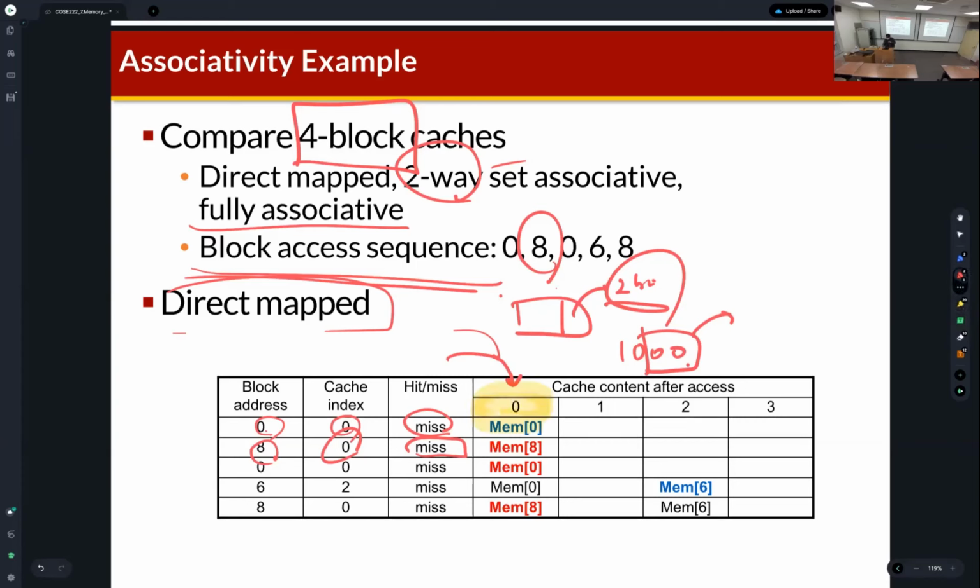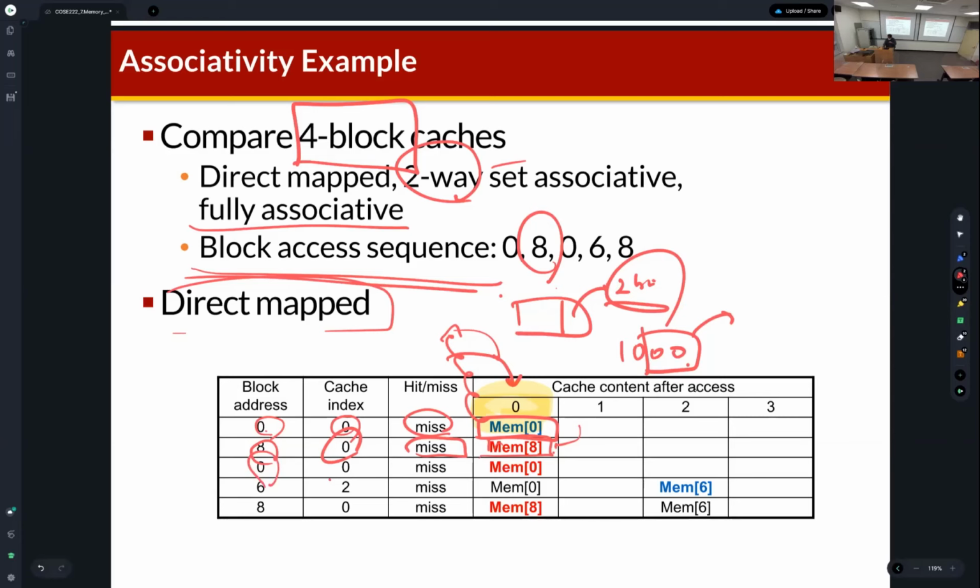But this index is already occupied by memory block 0. Right. So in this case, this memory block 0 is evicted from the cache, right? Because it should be occupied. And then memory block A is newly allocated. Okay. And then 0.